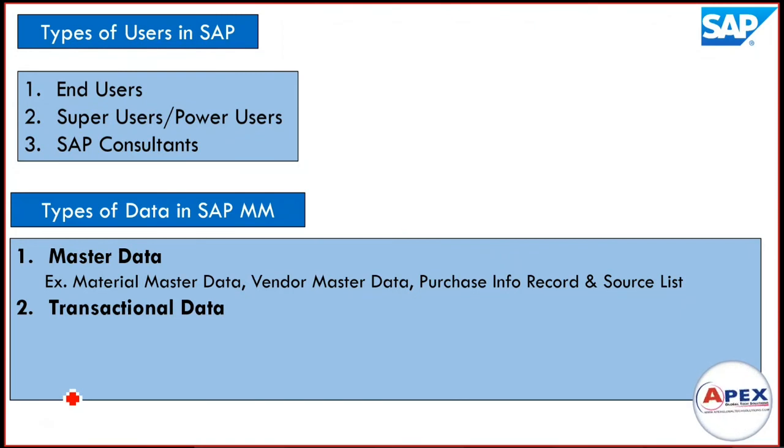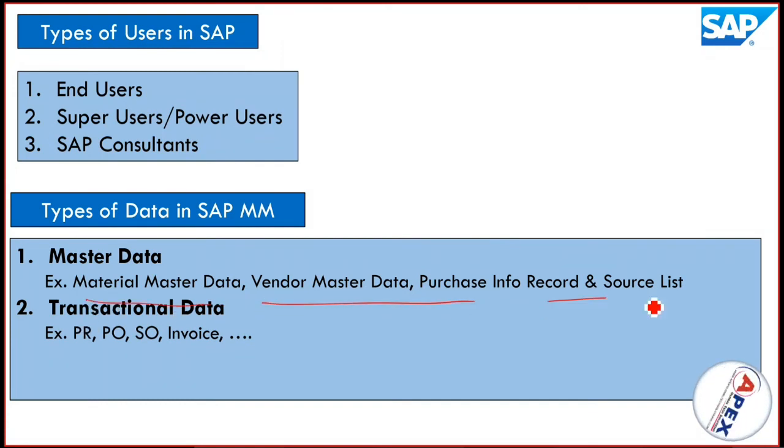Next, we have transactional data. Once we maintain all this data, as I told you in the last slides, the purchase activity will be done in transactional data. Once we maintain all these data, we are going to do these transactions: PR, purchase request, purchase order, sales order, invoices. This will be done by the SAP consultant. This configuration we are going to do.